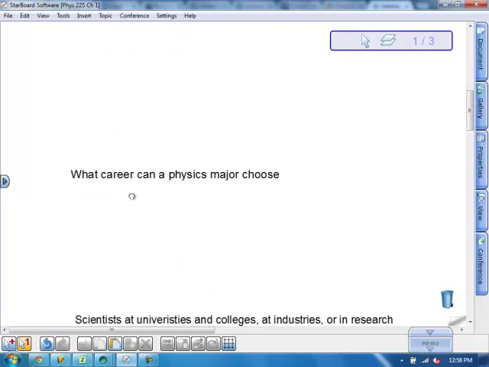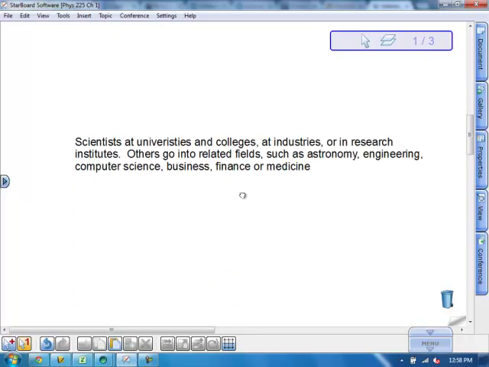All right, so what career can you choose as a physics major? Well, you could be a scientist at a university and college, obviously. Industries hire physicists. Research institutes recruit physicists from more prominent universities. I got my physics minor from Calvin. I was not recruited by a research institute, but nonetheless, I learned a lot of physics.